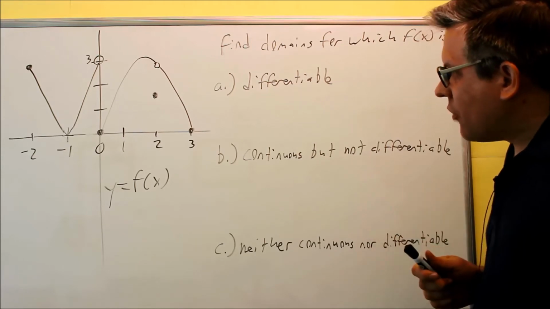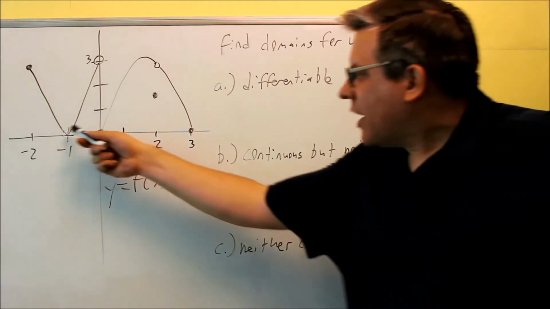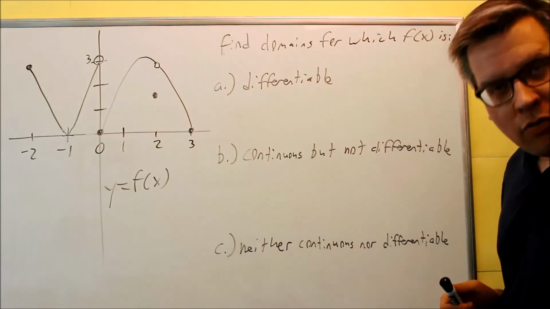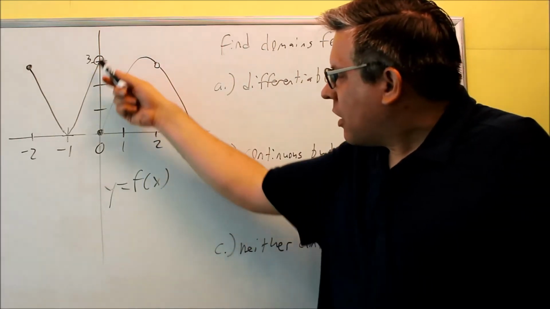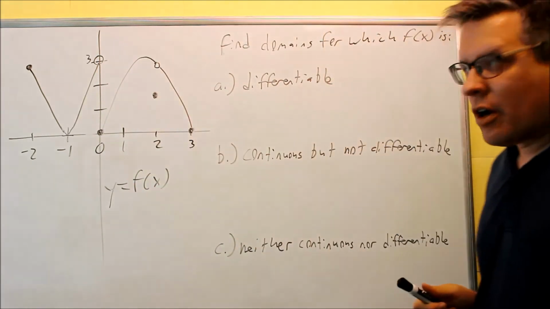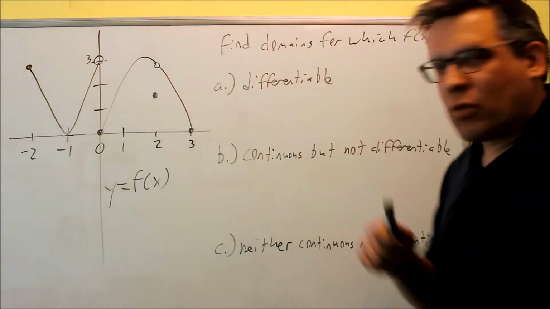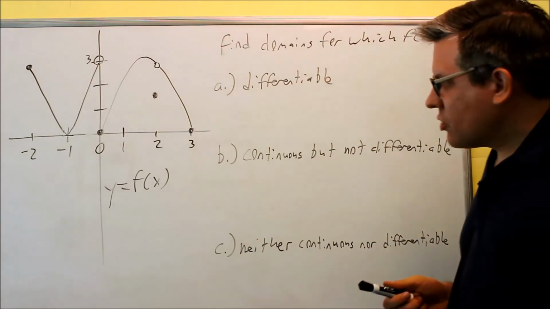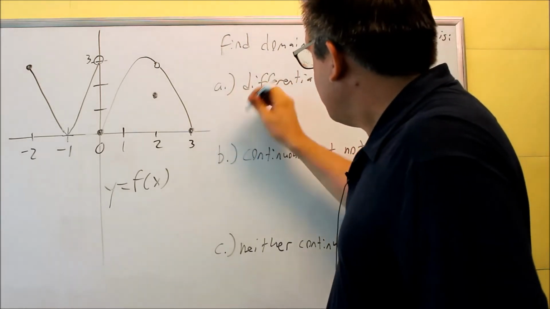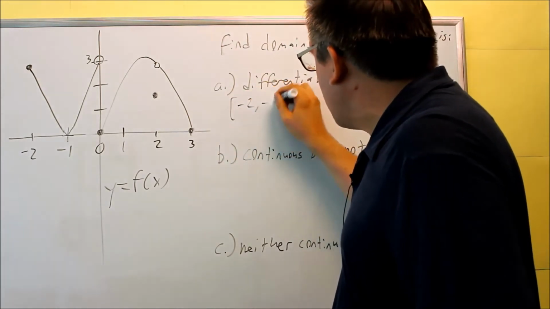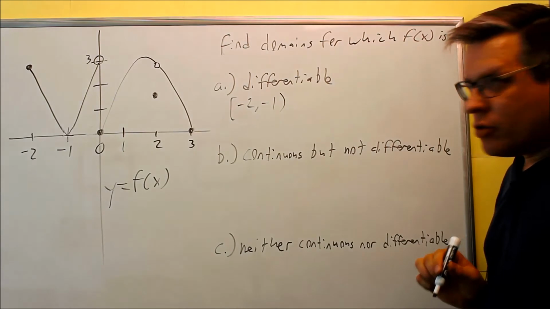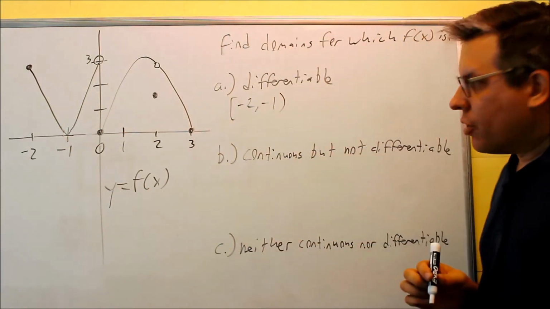So the graph is going to be differentiable any place where there's not a corner. So I know it's not differentiable at -1, and I'm also not allowed to take the derivative at a place where the graph splits. So if there's a disconnect there, I can't do that. And it's also not differentiable where there's an open circle. So let's go ahead and write the interval for this. First of all, between -2 and -1, where -2 is included because it's closed. -1, we can't include that because, again, it's a place where you have a corner.